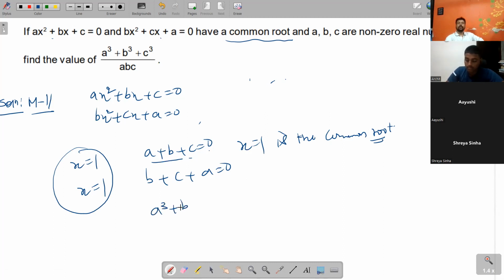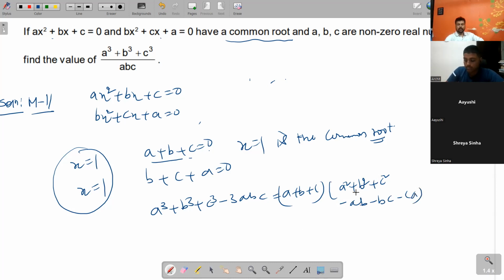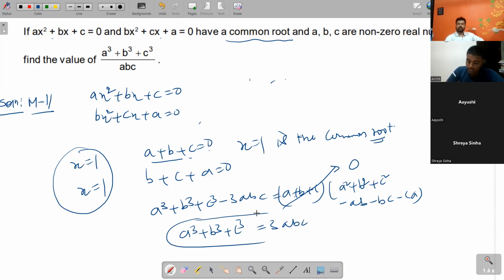And you know the formula: a cube plus b cube plus c cube minus 3abc equals a plus b plus c into a square plus b square plus c square minus ab minus bc minus ca. Since a plus b plus c is 0, this complete thing will be 0. So a cube plus b cube plus c cube equals 3abc. So whenever a plus b plus c is 0, you can always write a cube plus b cube plus c cube equal to 3abc. So this upon this is 3ab. So this is how we can solve it.